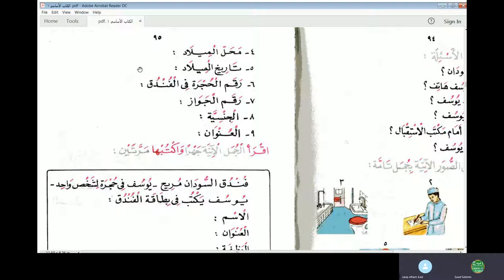Rakamul hujrati. Which year was it? Okay, so wahid, tis'a, thamaniya, thamaniyun. Wahid, tis'a, thamaniya, and then wahid, thamaniya. 1981? 1980 actually. What do we say for zero? Sifar. Okay, 1980. Akmal Jamal.